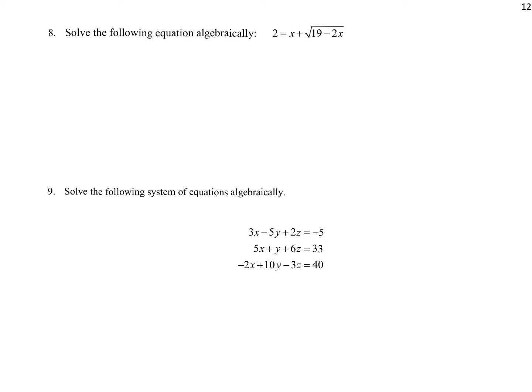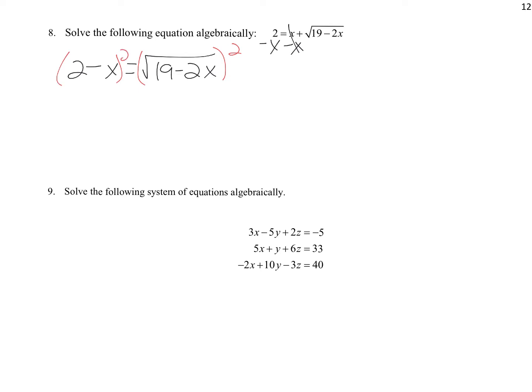So here we have another radical equation with a square root. This time I need to move the x over to isolate my square root. So I have 2 minus x equals the square root of 19 minus 2x. Now I am going to square both sides.